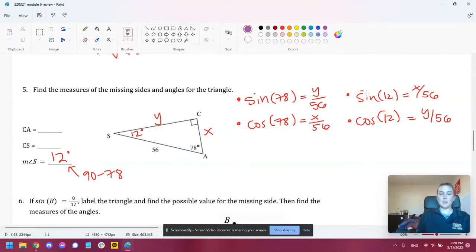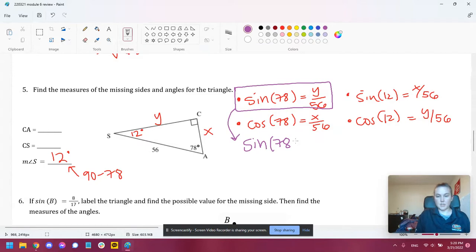Great. I'm going to pick any one of these. It does not matter. I prefer, personal preference, to use the ones that use 78 because that's the one I know is right. So once I have an equation, like the sine of 78 equals Y over 56, I'm going to go on my calculator and press sine of 78. So sine of 78 is 0.978. This side is still Y over 56.